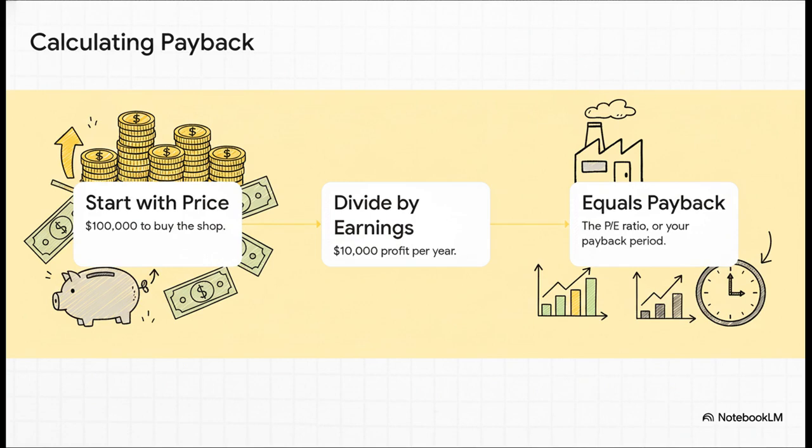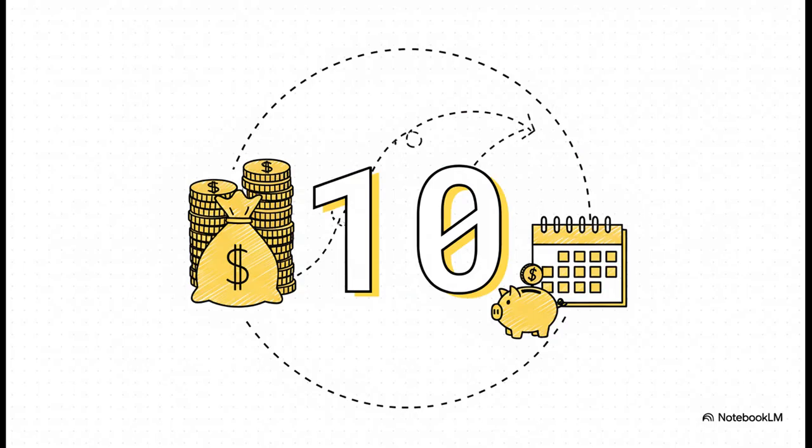What does that give you? It gives you 10 years. That's how long it would take for the coffee shop's profits to completely pay you back for your initial investment. And that, my friends, is exactly what the PE ratio is. It's just a fancy term for the payback period. That 10, that's a PE of 10.